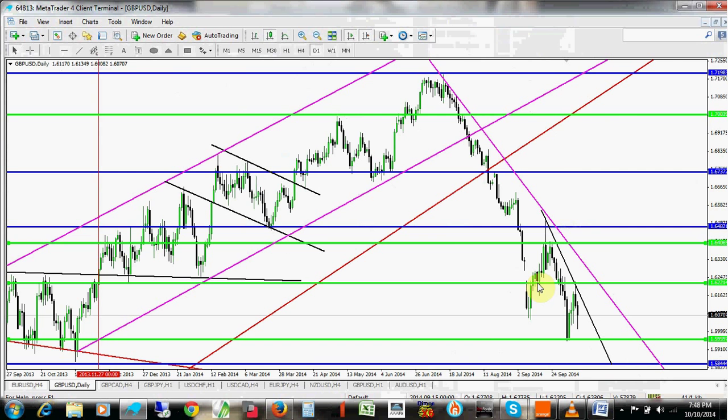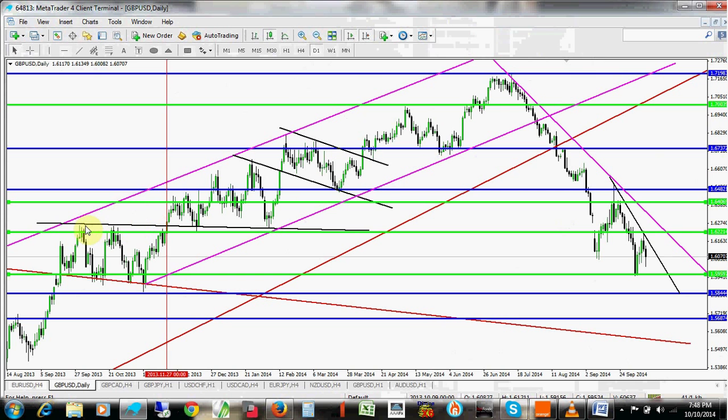Where it is, because look at it here. This was a major resistance. Now it became a support. It's called change of polarity. Change of polarity is when the market reverses from a previous bounce off. Here's a bounce off. This was a resistance, broken. Now it became a support. Okay, now it became a support.